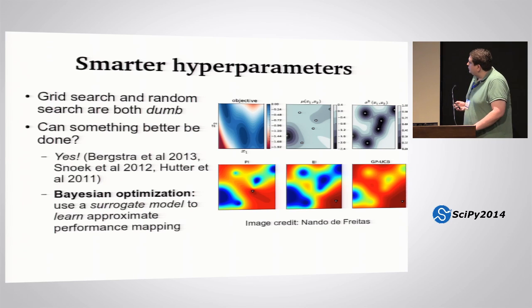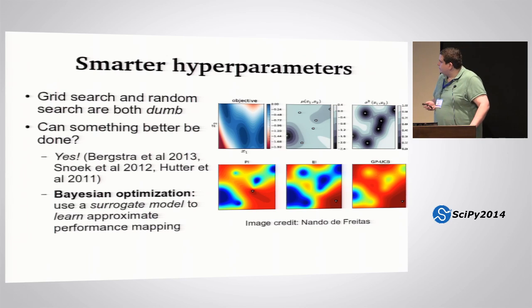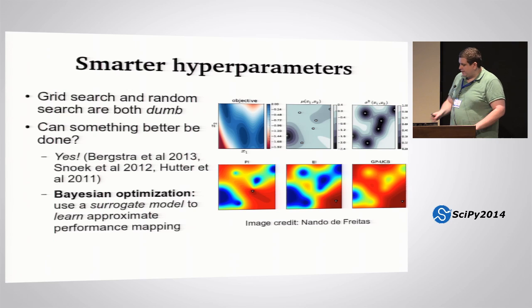So here there's a cartoon that was drawn up by Nando de Freitas of an actual objective function and a surrogate model that has learned, I believe this is a Gaussian process, that has learned a mean and variance for each point in the space. And these are three different criteria that are often employed for picking a new point.